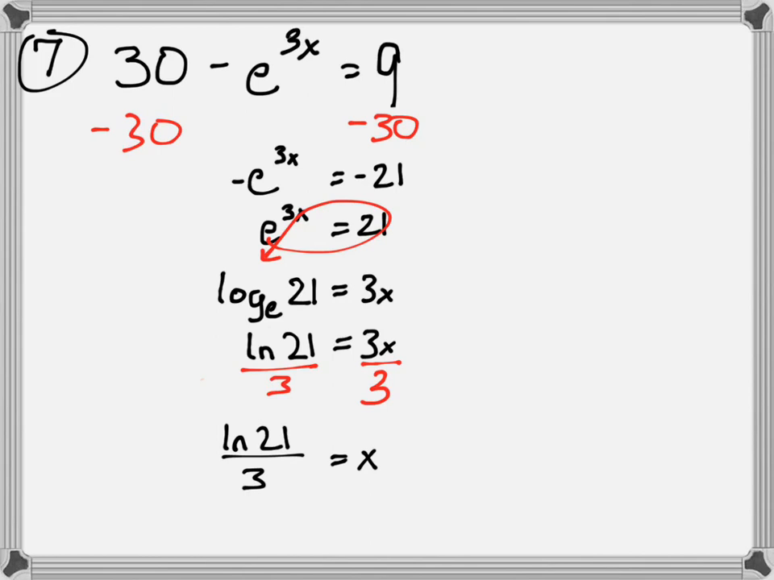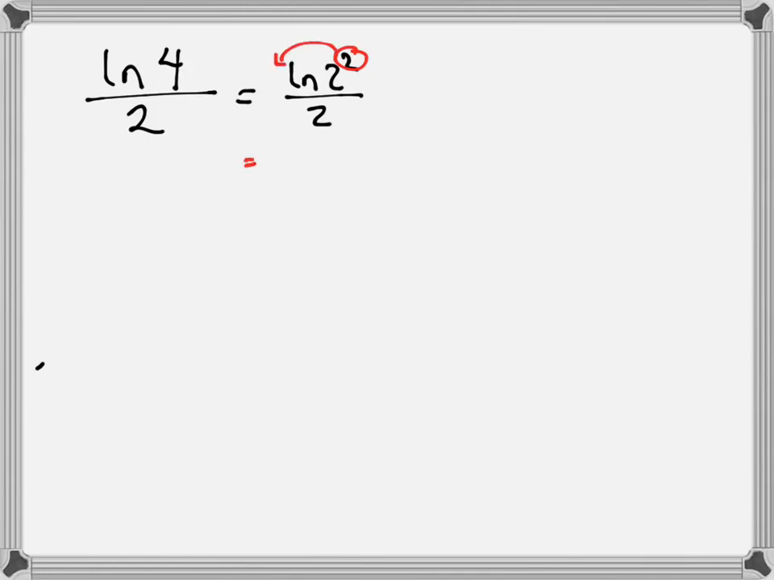So is 21 prime? No. Is it something taken to a power? No, but it is two things being multiplied. So another way of writing this is ln of 7 plus ln of 3, divided by 3. So look for the powers. And one of the things you can end up with is something like ln of 4 divided by 2. Is 4 prime? I can rewrite this as ln of 2 squared over 2. What happens to this 2? So we have 2 ln of 2 divided by 2. They cancel.